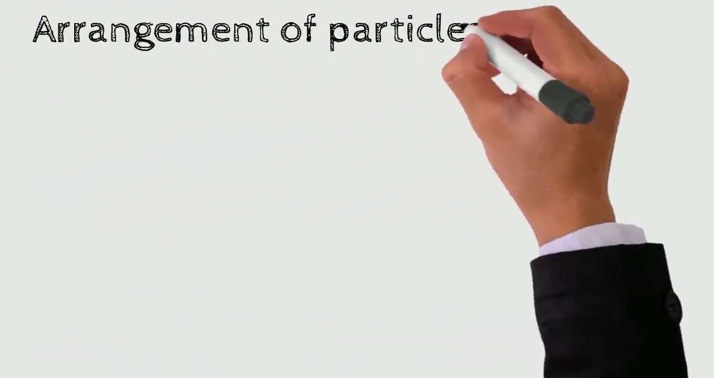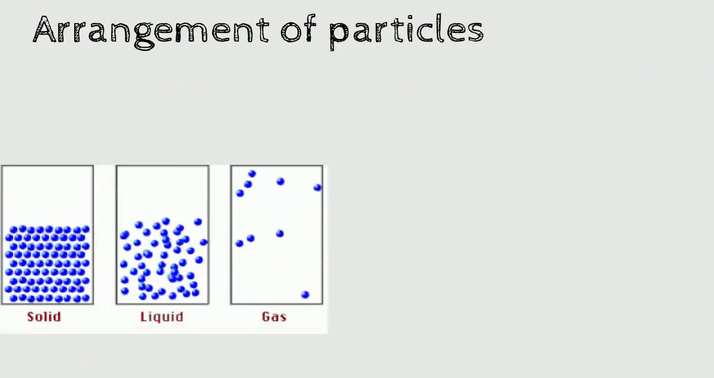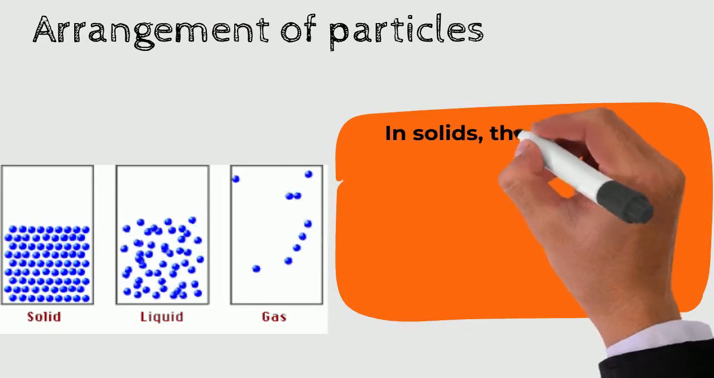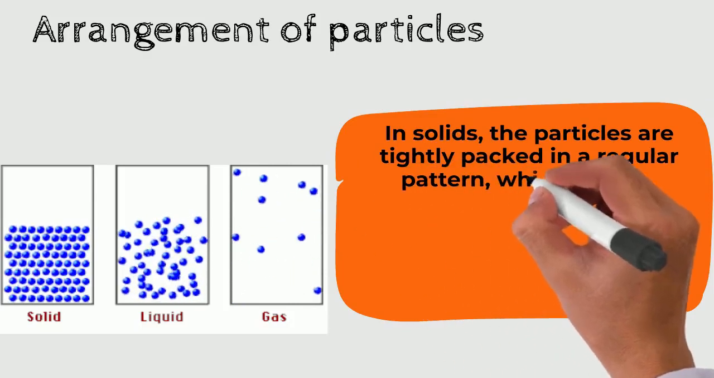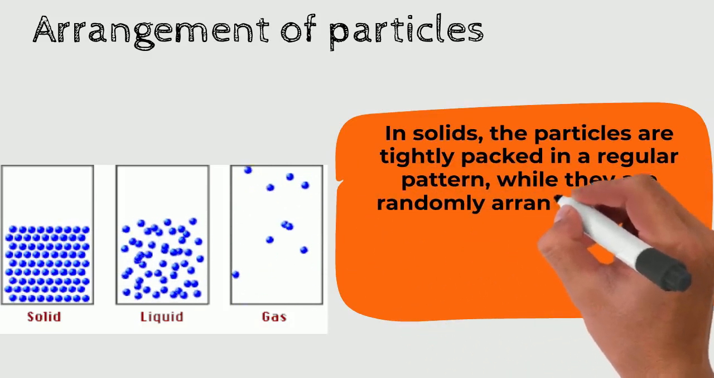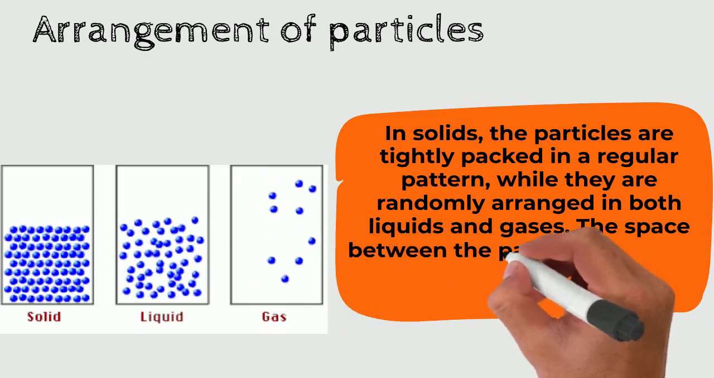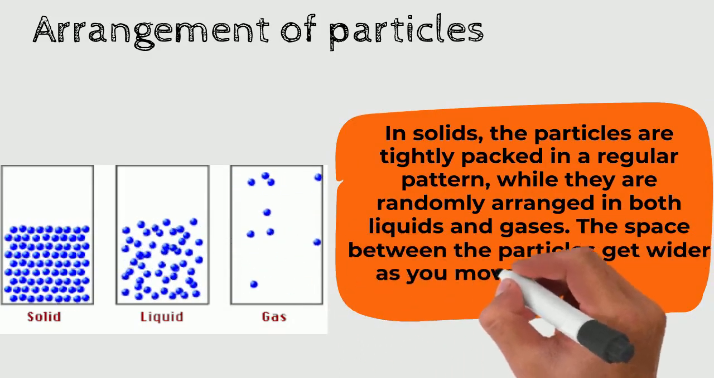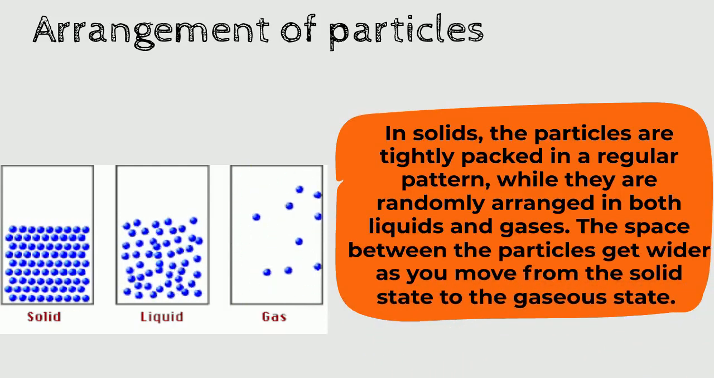How can we use the arrangement of particles to tell the difference between a solid, a liquid, and a gas? In solids, the particles are tightly packed in a regular pattern, while they are randomly arranged in both liquids and gases. The space between the particles gets wider as you move from the solid state to the gaseous state.